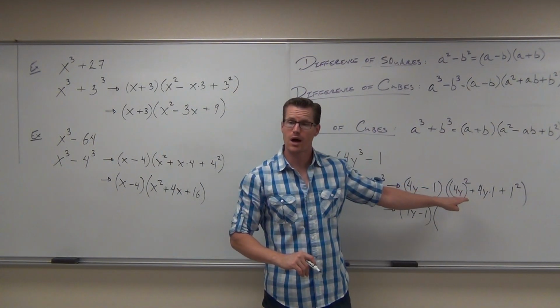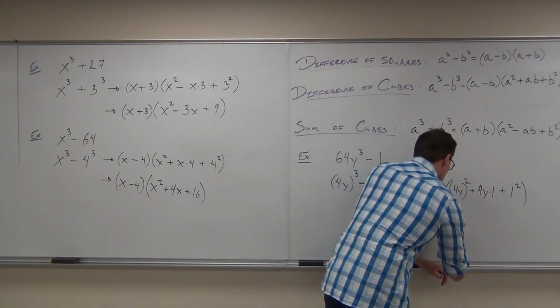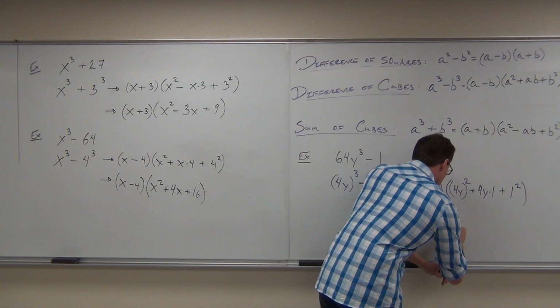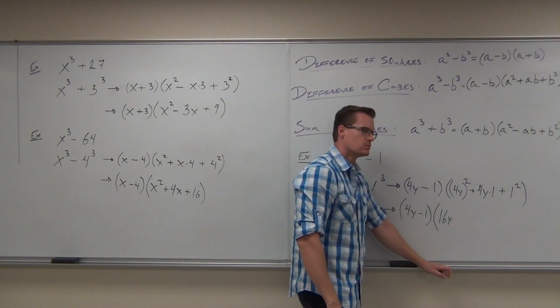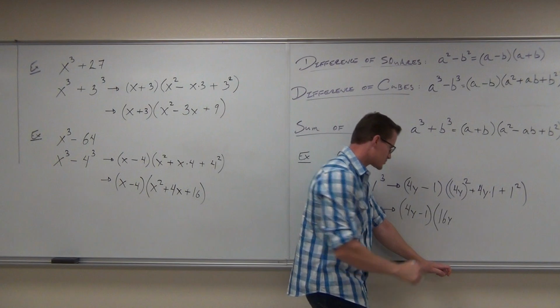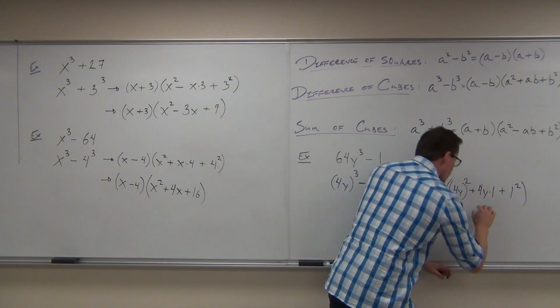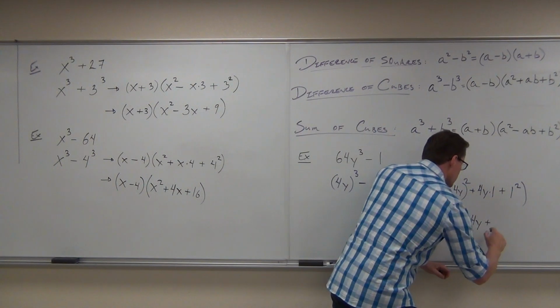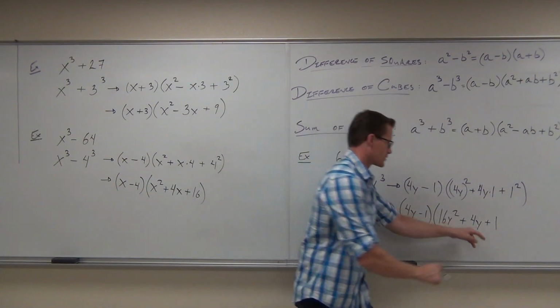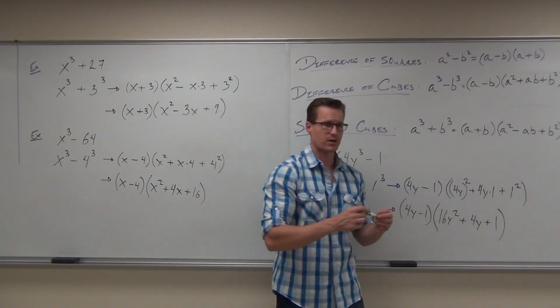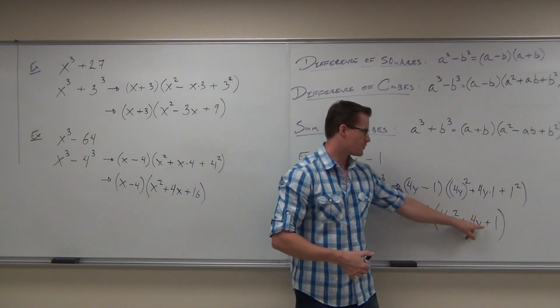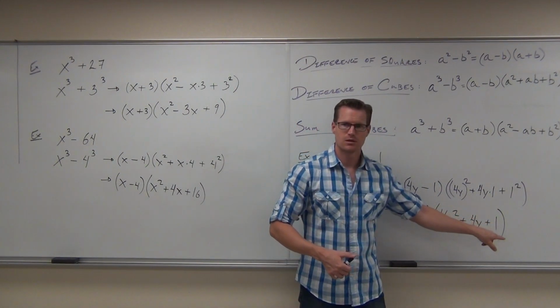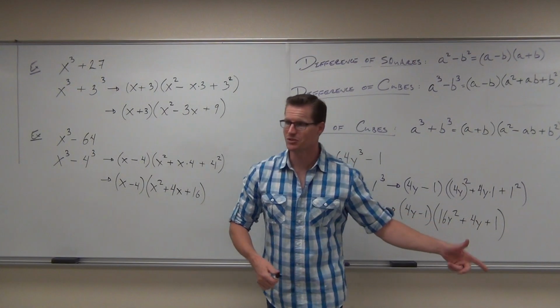So what's 4y squared? 16y squared. Plus, oh, this is kind of easy. 4y times 1 is 4y. Plus how much? 1. Now again, can you factor 16y squared plus 4y plus 1? I don't know. Can you give me two numbers that add to 4 and multiply to 16? No. So we're done. Good to go.